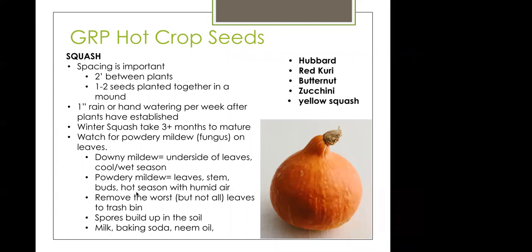Let's talk harvest. Once your plant starts to produce, let's talk about summer squash harvest.